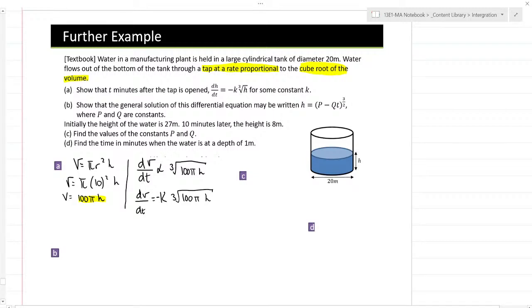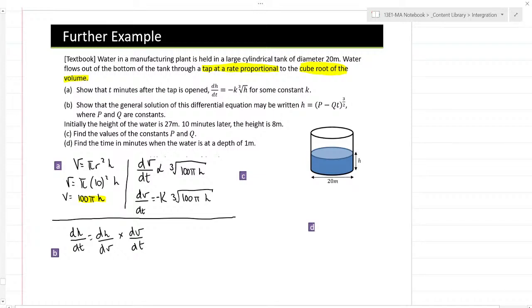So actually, I need to change this. If I want the rate of change in the height, that's going to be dh by dt is equal to dh by dv times dv by dt. That does work.